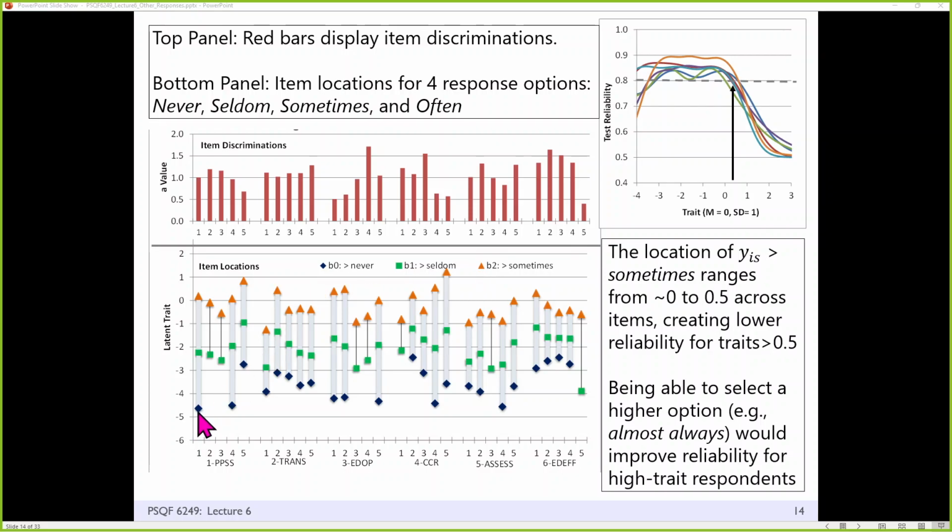So for instance, the blue ones tell us the theta value needed to go from never into something greater than never. So never has a probability of 0.5, something greater than never, which is seldom, sometimes, and often has a probability of 0.5. Green tells us about where never and seldom transition into sometimes and often. And then orange tells us never, seldom, sometimes versus often, where often would have 0.5 probability at the orange locations.